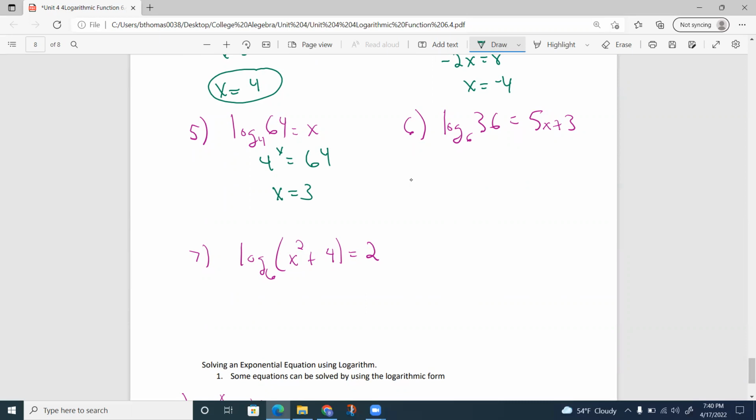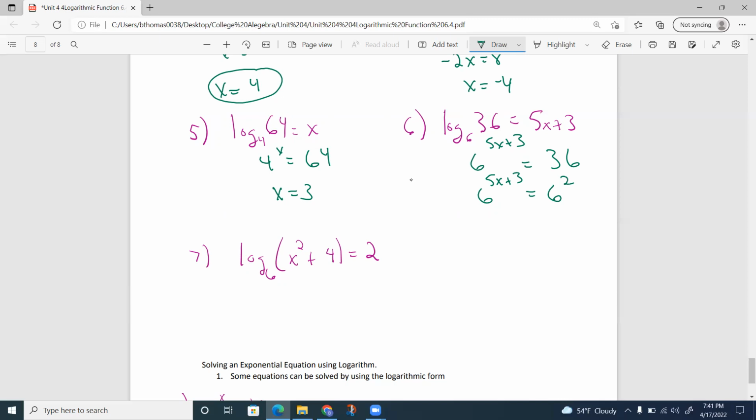So if I look at this next example, I have the log of 36 base 6 equals 5x plus 3. One way of doing this problem is using exponential form. So this would be 6 to the power of 5x plus 3 equals 36. Notice 6 and 36 don't have the same base, but 36 can be expressed as a base of 6. So I can leave this as 6 to the 5x plus 3. I'm allowed to change 36 to 6 to the power of 2, because that's the same thing as 36.